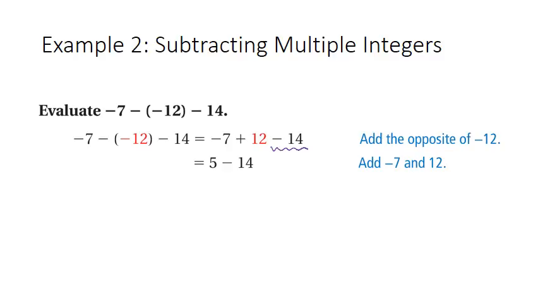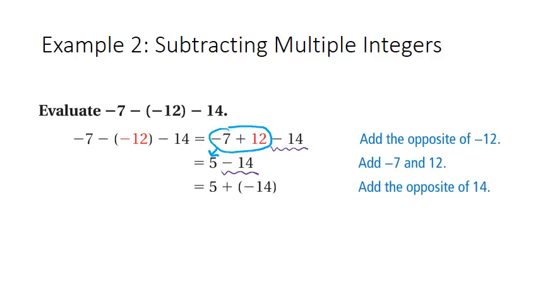So we have minus 14 here. We still have that minus 14 here. So we only combined our negative 7 and our positive 12, which came down here and gave us our 5. So after that step there, we can add the opposite of 14 because subtracting a positive is the same as adding a negative. So we have 5 plus negative 14, which gives us negative 9. So negative 7 minus negative 12 minus 14 is going to be equal to negative 9.